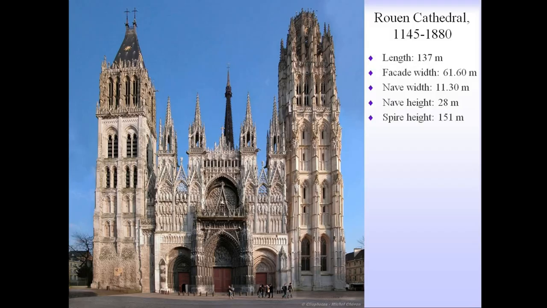Here we can see the Rouen Cathedral that was created from 1145 to 1880. Its general length reaches 137 meters. The facade's width is 61.6 meters. Then the nave width is 11.3 meters, the nave height is 28 meters, and the spire height is 151 meters. So this Rouen Cathedral is dedicated to Notre Dame, so again to Our Lady. From 1876 to 1880, it was considered the highest building in the world, and then after 1880, this title was replaced by Cologne Cathedral.